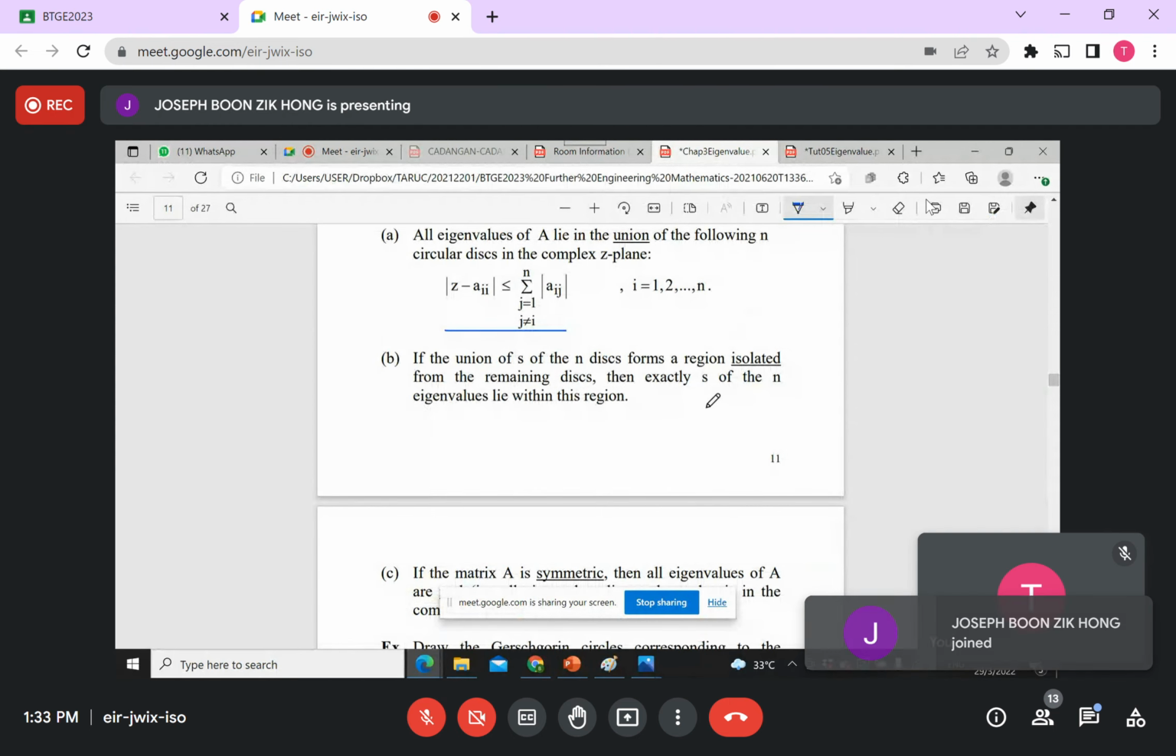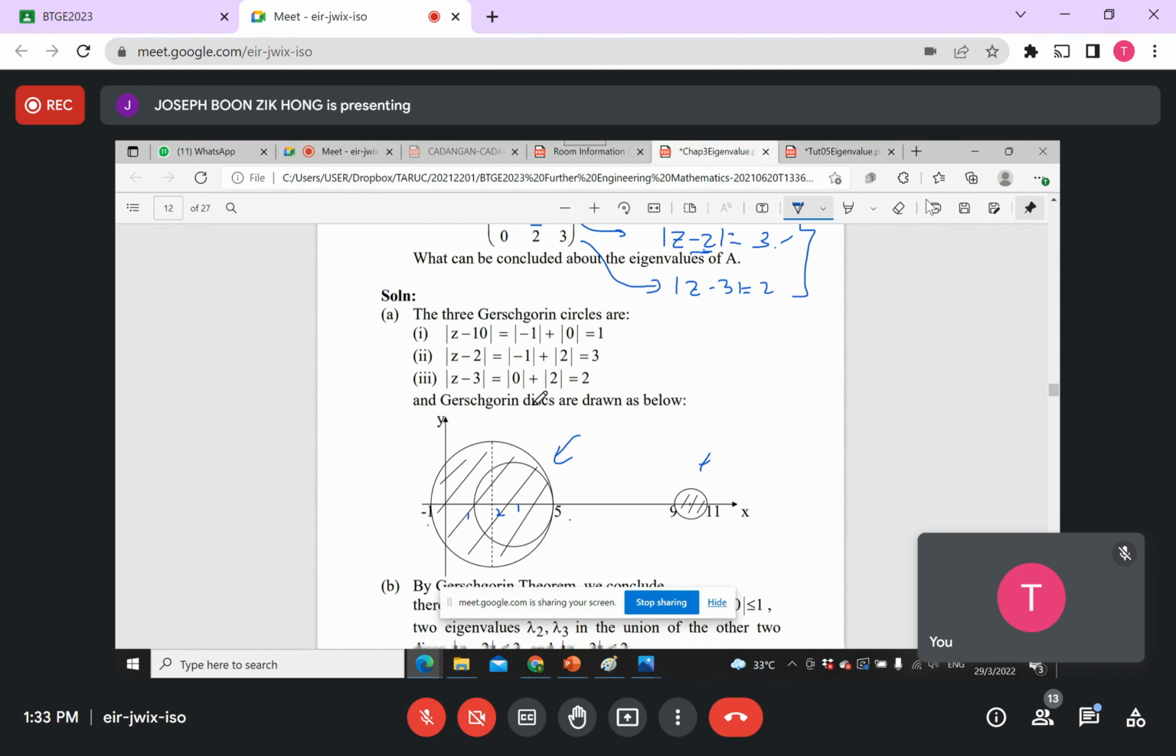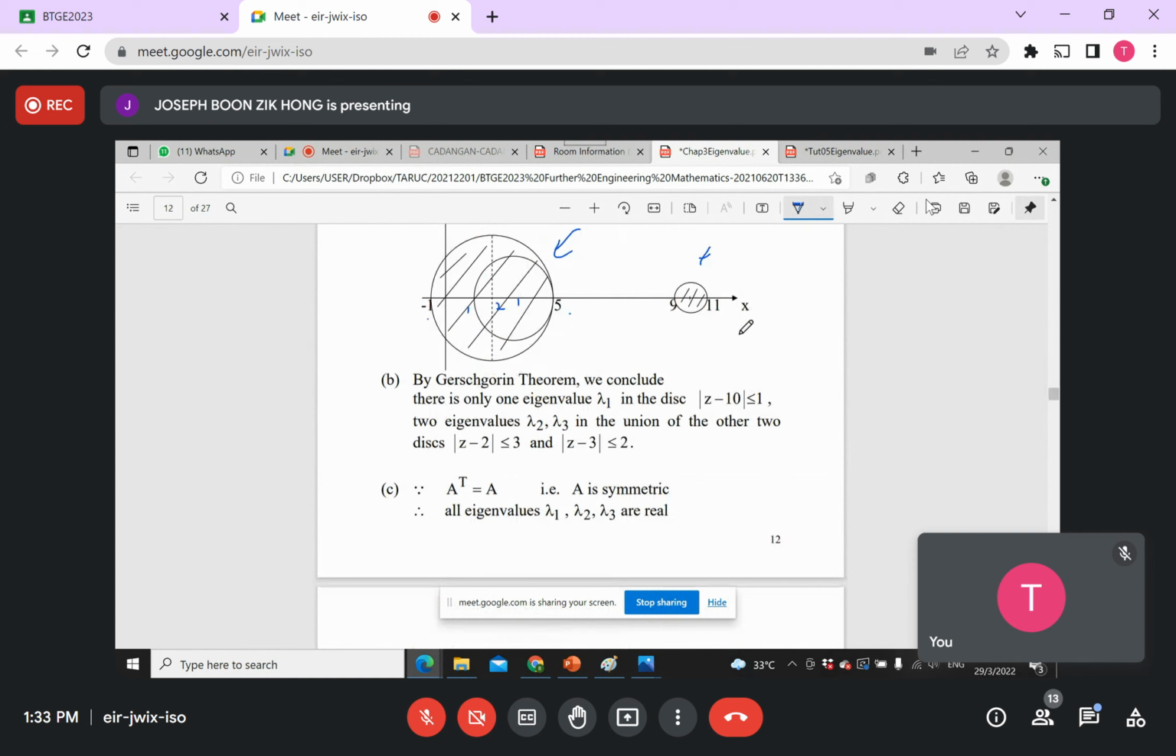Okay, so it says if the union of S of the n disks forms a region isolated from the remaining disks, then exactly S of the n eigenvalues lie within this region. So, for example, you have these three circles. This one is isolated, so exactly one eigenvalue is inside here. The other two will be here.